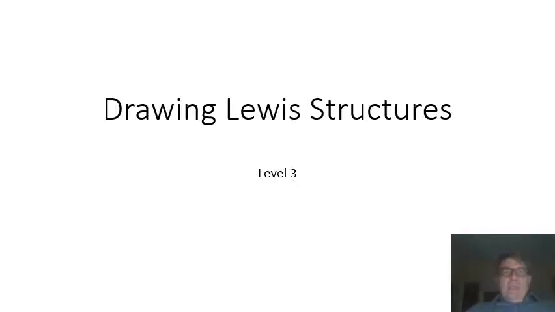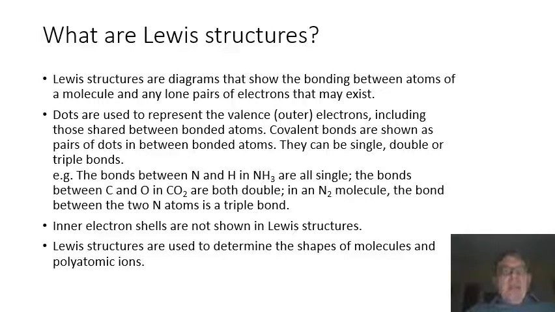We did some work on Lewis structures last year. This year we're moving on a little bit from what we learned last year, but it's very similar, you'll find. So reviewing what they're all about, Lewis diagrams or structures are diagrams to show the bonding between atoms in a molecule or an ion. So we're talking about polyatomic ions now.